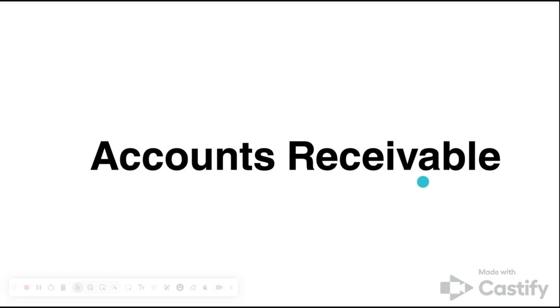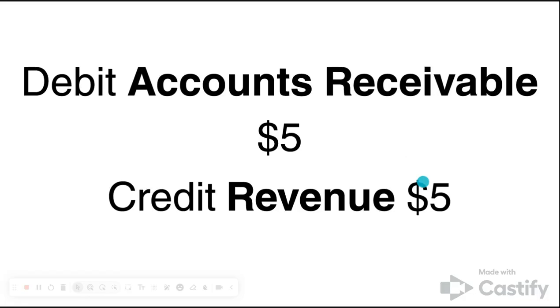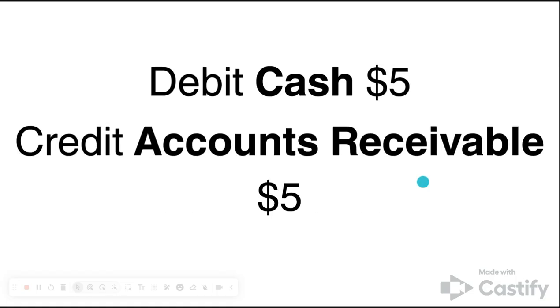Your journal entry would be debit accounts receivable $5 and credit revenue $5. Then next week when the customer pays, it'll change to debit cash $5 and credit accounts receivable $5. The revenue was already recorded earlier, now you're simply collecting the cash.